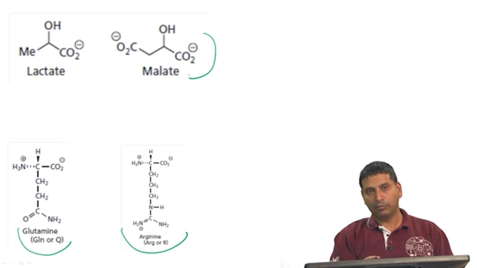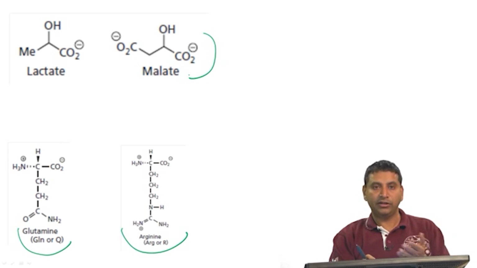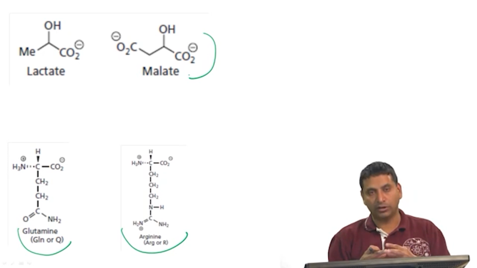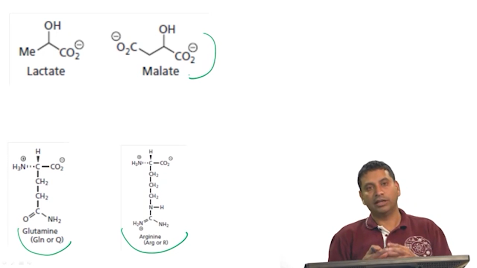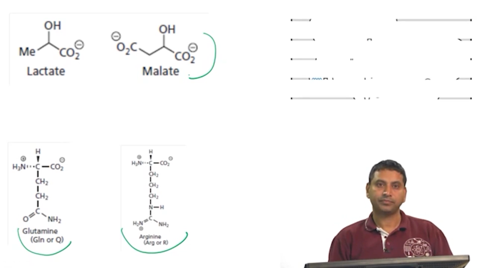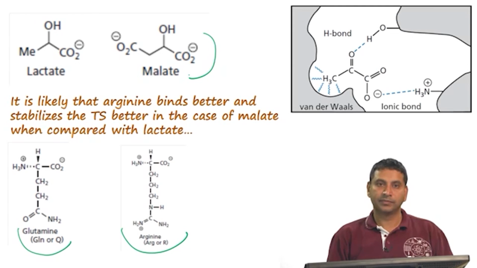So, from this example, what is clear is that by changing the residue in the protein's active site, it is possible that the substrate specificity can be altered. Here we can see the enzyme has become more selective towards malate when compared to lactate. Okay.